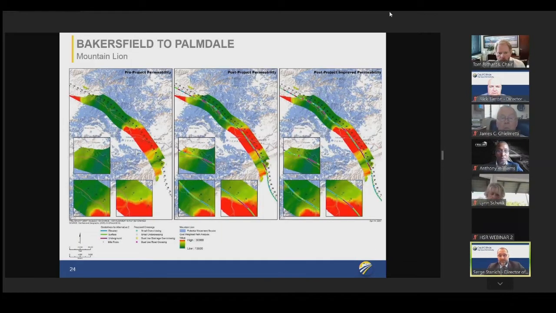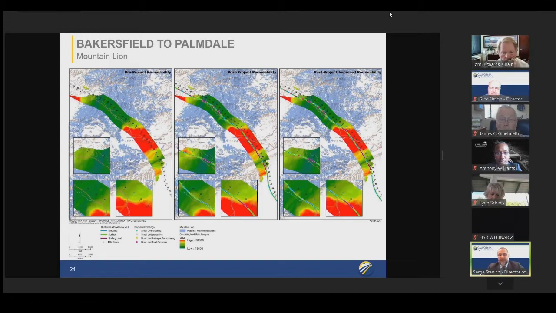We did a similar level of analysis for mountain lion. Here, it's the same concept. We have pre-project conditions on the left, with project conditions in the center, and then with mitigation on the right. And so the best observable area is on the three insets in each panel, the one that's on the top left. You'll see we have generally green, high preference, low energy cost corridors there.